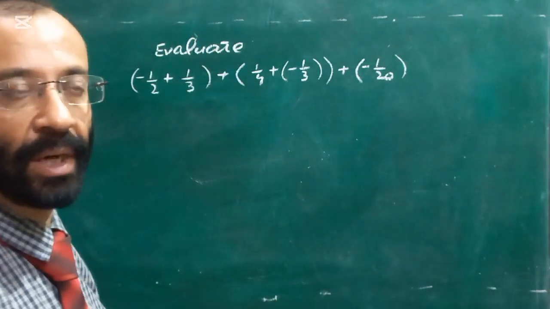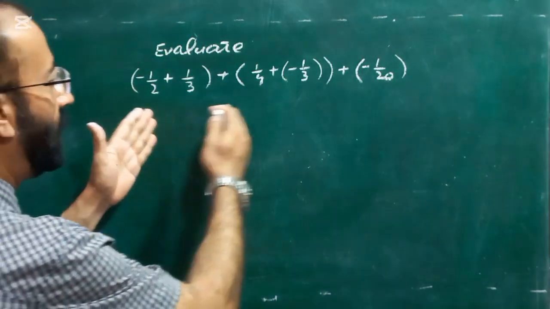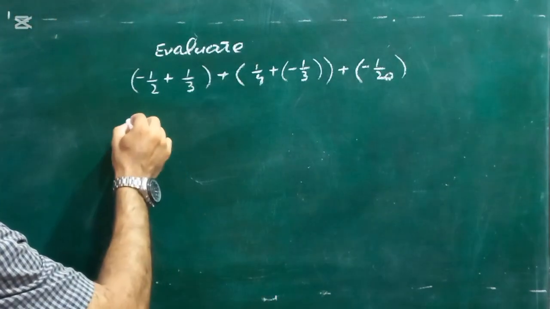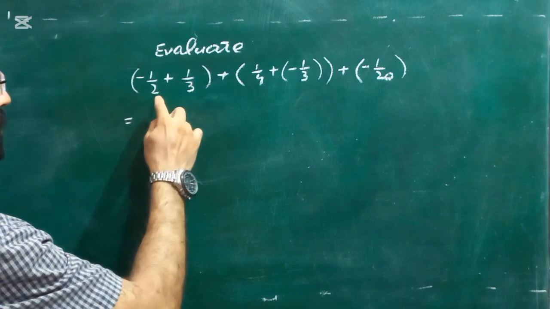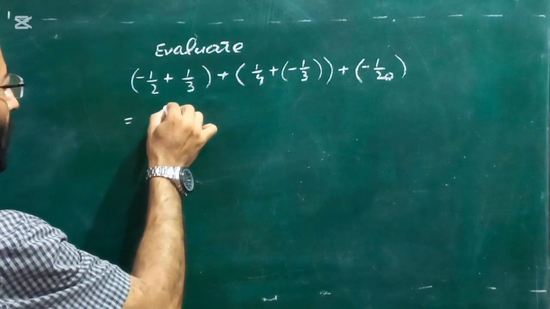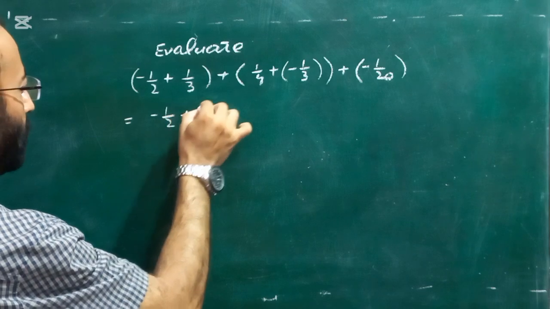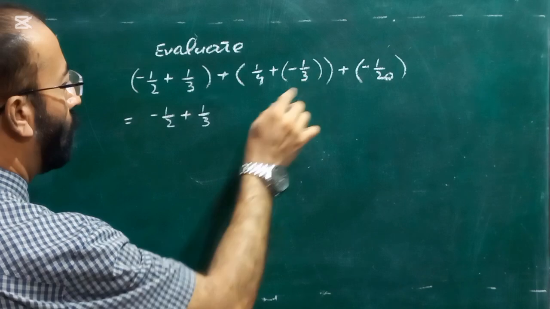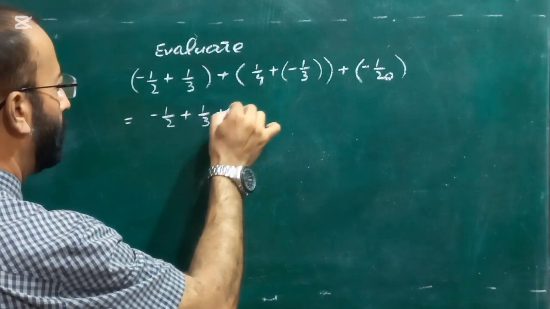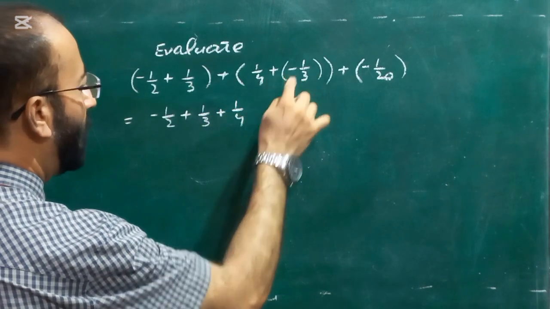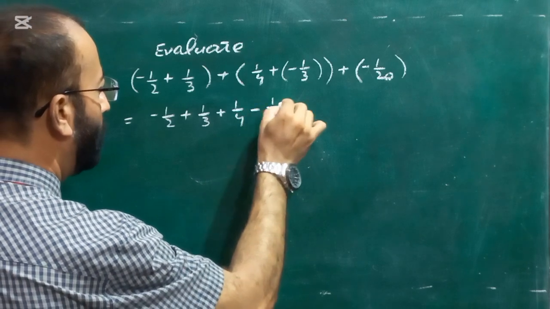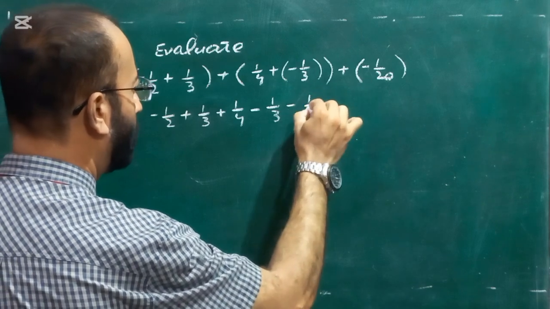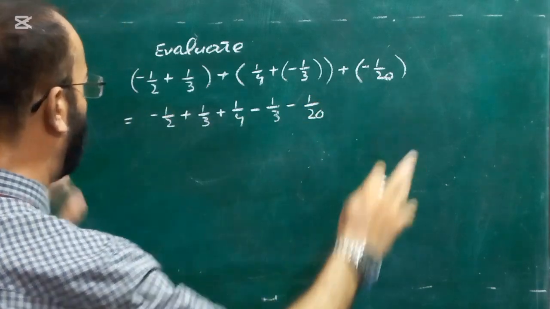Another type of question in this topic is this one, evaluate. So fractions are coming in which plus and minus signs are involved. So almost the same method will be used. So look now, we are going to open the brackets. So minus 1 by 2 plus 1 by 3. Because of this plus sign, signs will not be changed. So we are going to open the bracket. So plus 1 by 4. This plus minus will become minus. So 1 by 3. And plus minus minus 1 by 20. So brackets are opened now.